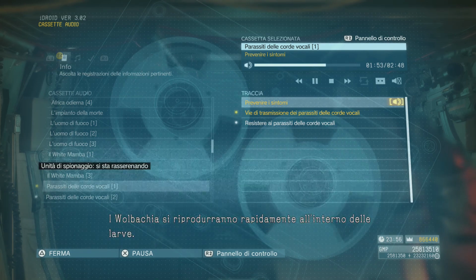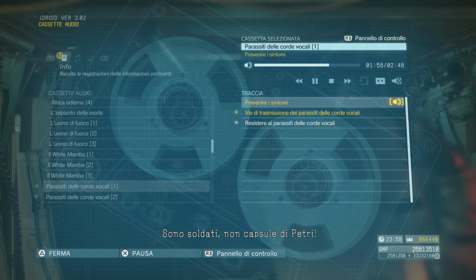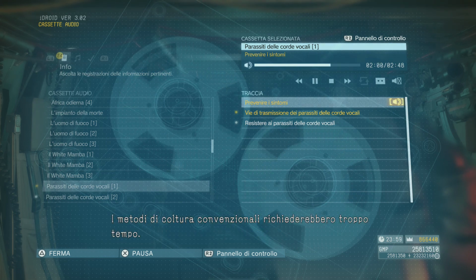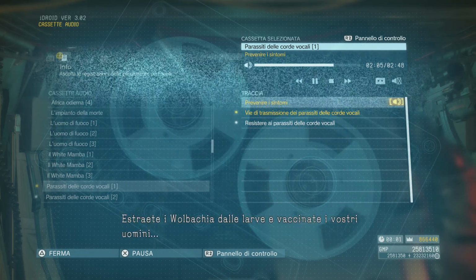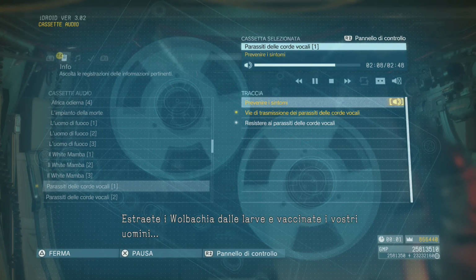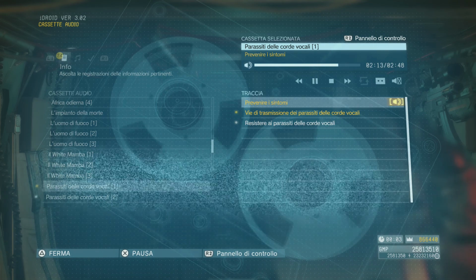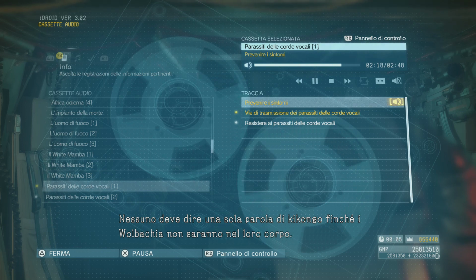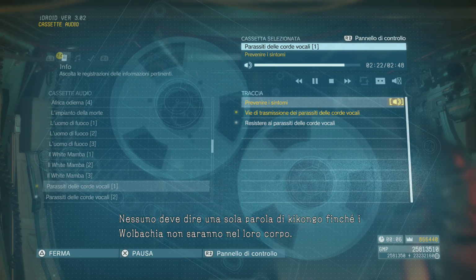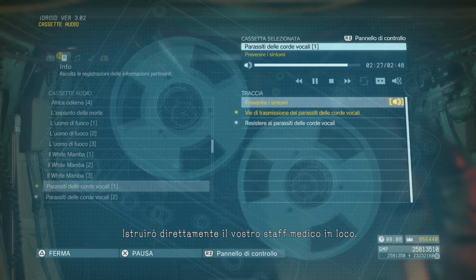The Wolbachia will multiply rapidly within those larvae. They're soldiers, not some petri dish. Conventional cultivation methods will take too long. Extract the Wolbachia from those larvae and vaccinate your men. Kikongo speakers first. This is the fastest, surest way. No one is to speak a word of Kikongo until the Wolbachia are safely inside them. I will instruct your medical staff in detail on site.